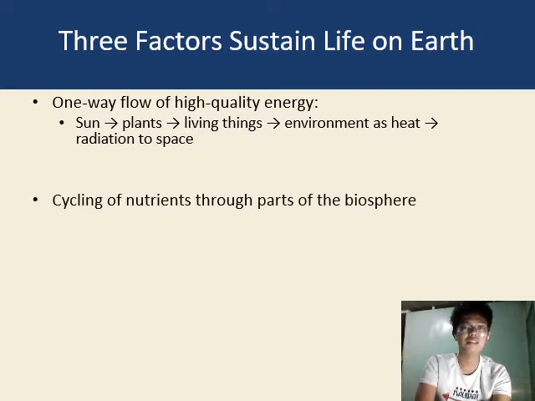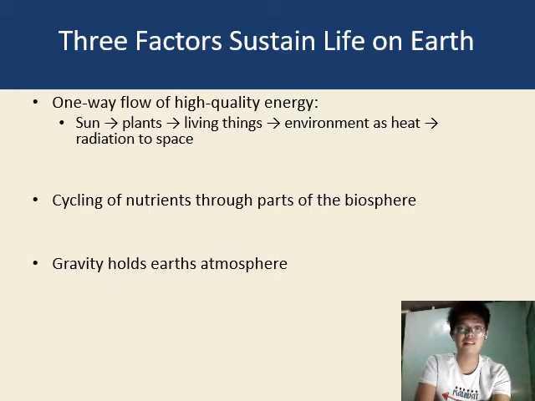So another factor is the cycling of nutrients to parts of the biosphere. So the five major nutrients that are being recycled on Earth: carbon, nitrogen, sulfur, phosphorus, and water, or H2O. And then we have the gravity that holds Earth's atmosphere. So it's the responsibility of gravity to hold the Earth's atmosphere together. So without gravity, our atmosphere would collapse.